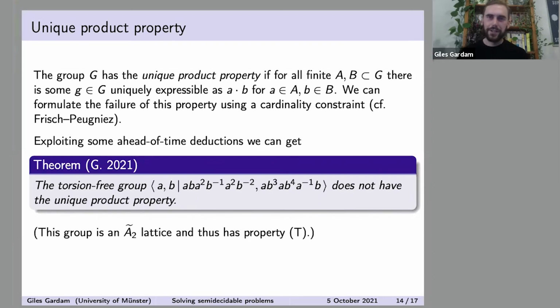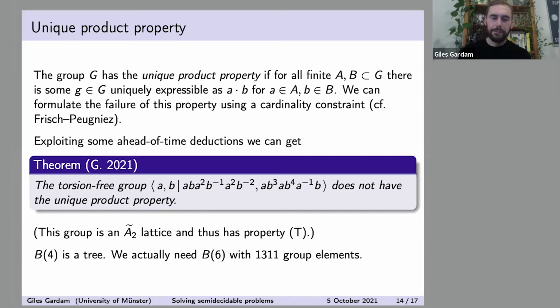And at least as far as I know, none of the methods for proving the zero divisor conjecture work for this group. So just a quick remark on the scale of the problem that we have to work with here. The smallest ball where we find this failure of the unique product property is the ball of radius 6. That already has 1,311 elements. So we're quickly getting into the territory where we have millions of variables in our problem, and we're getting very quickly close to the cusp of what is really possible or not with current tools.